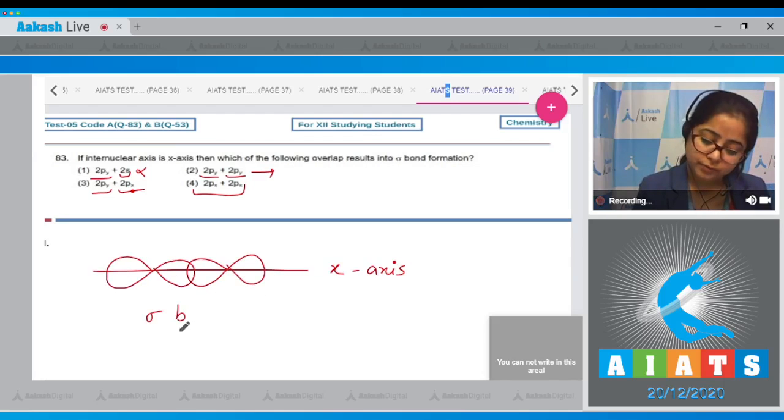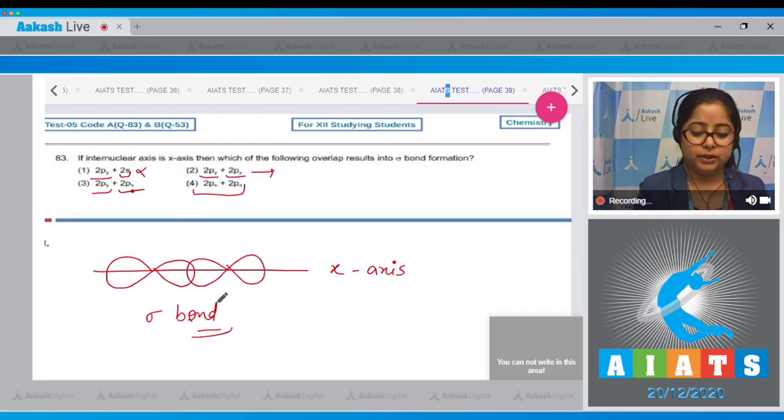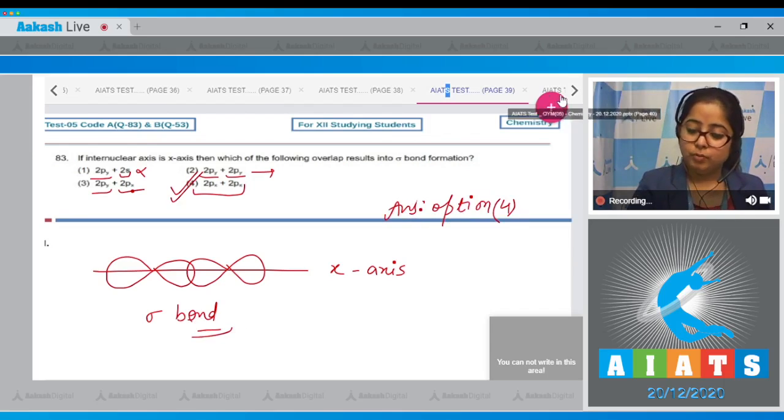Sigma bond is formed due to the axial overlap of atomic orbitals. That means the correct answer is option number 4. Moving to next question, students, which is question number 84.